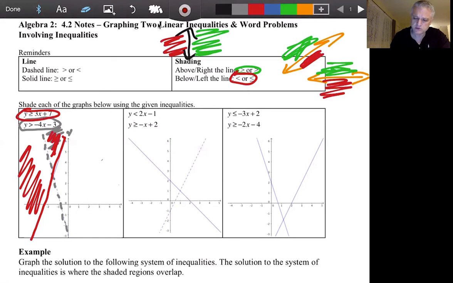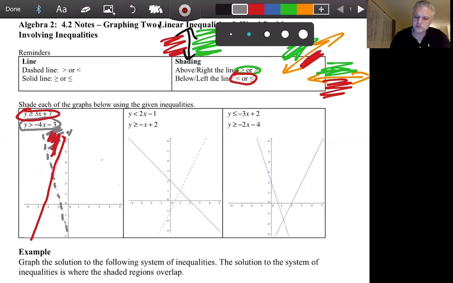So I can erase these here. Another reason you definitely want to use pencil when you're doing your math, because the solution is only one region. All right, this next one.